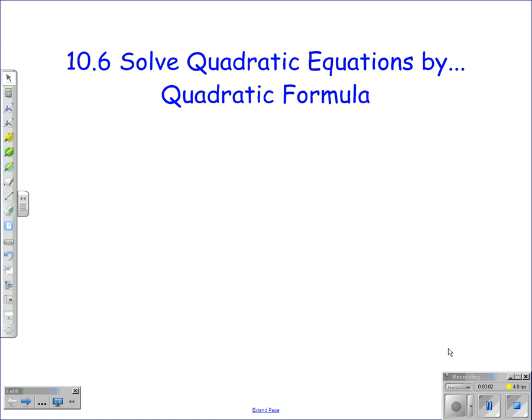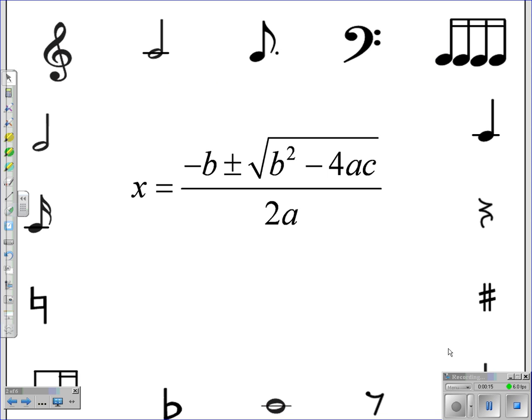Today we are going to be solving quadratic equations by using the quadratic formula. This is section 10.6. Here you have the quadratic formula.